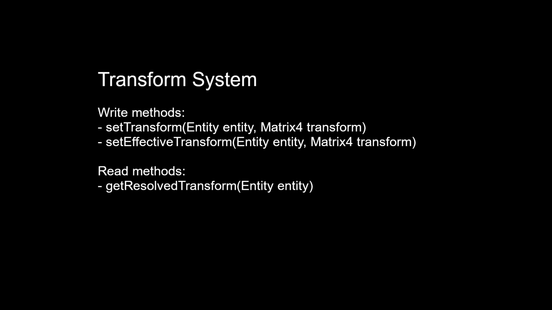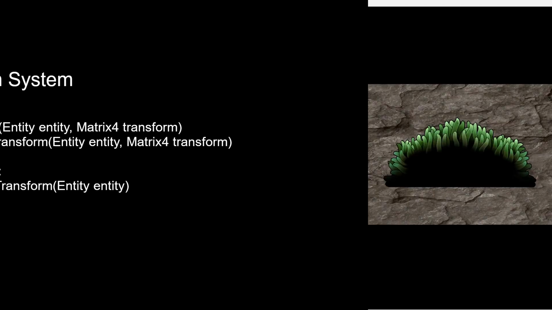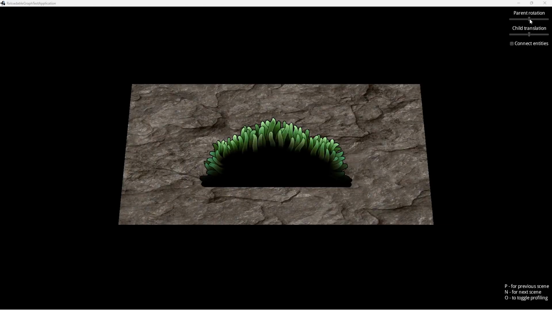Note that if an entity does not have transform component, this method will return a resolved transform of its first ancestor that has this component. If this entity has no ancestors with this component or does not have a parent defined, this method will return an identity matrix. Here is an example of use of these two systems.